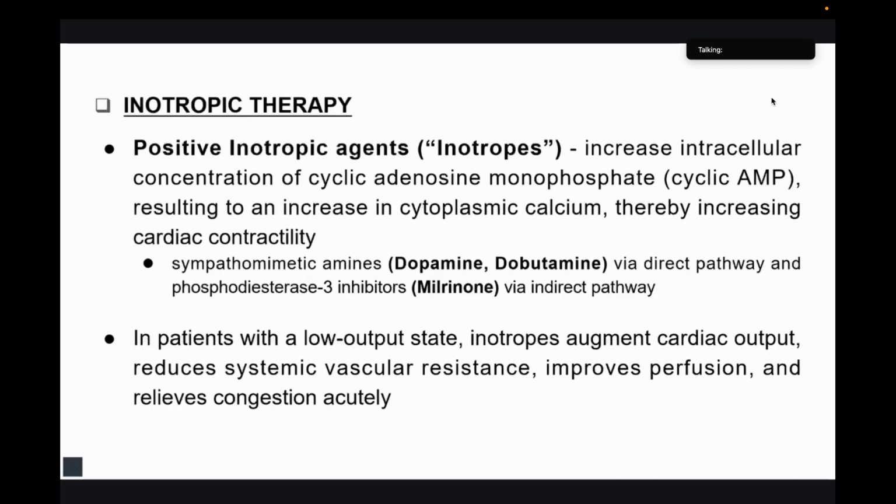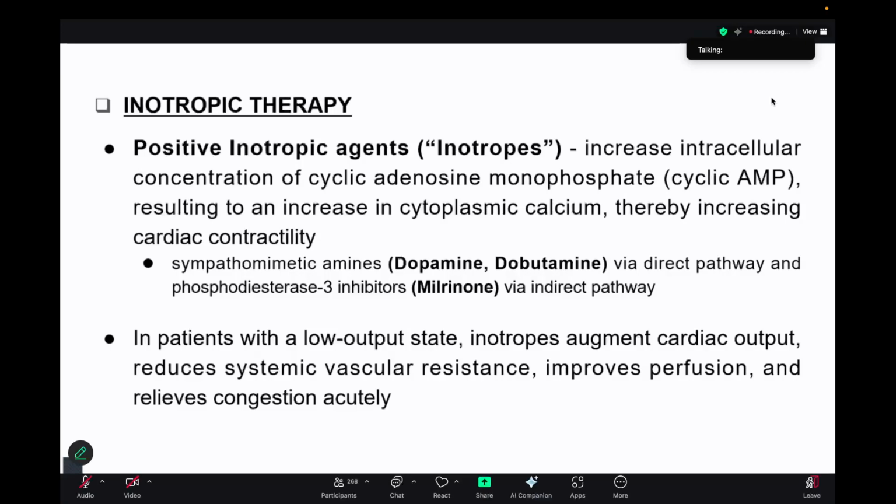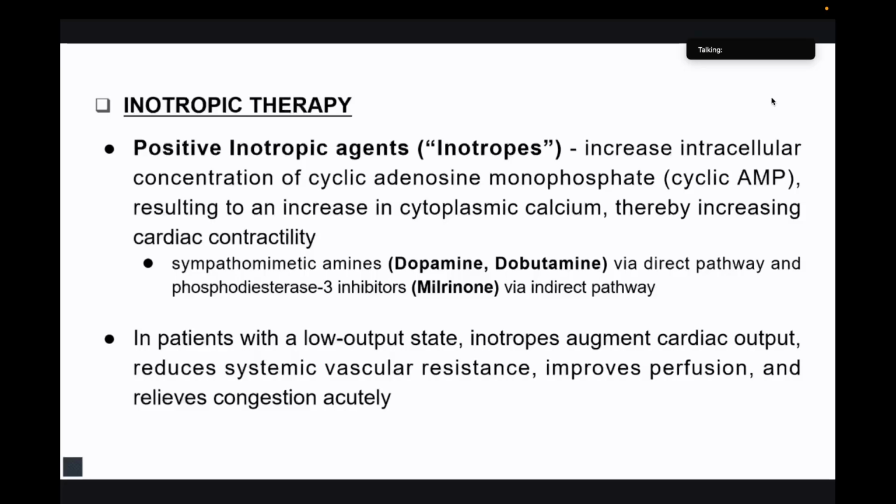In ADHF, patients may also require inotropic therapy. Positive inotropic agents, or what you call your inotropes. They increase intracellular concentration of the cyclic adenosine monophosphate, which results in an increase in cytoplasmic calcium, which will increase cardiac contractility. Hence, your inotropes, in essence, try to improve the cardiac contraction.